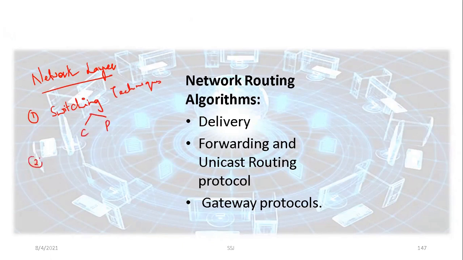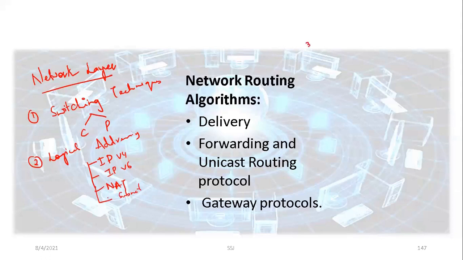After that, we understood the concept of logical addressing, and by that it is known that the network layer uses IP addresses, and IP addresses are basically your logical addresses. In the topic of logical addressing, we studied the different IP protocols. So we studied IPv4, IPv6, and then network address translation (NAT) and the concept of subnetting. Then the third functionality of your network layer is tunneling.